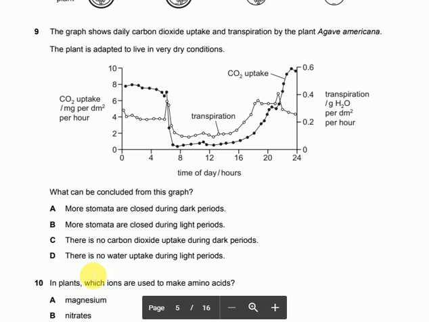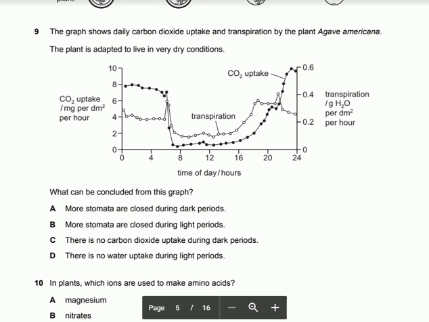All right. Let's see this again. The CO2 uptake. So it meets there, and transpiration. I think it's C. There's no carbon dioxide uptake during the... No, actually, it'll be A. Most stomata... It'll be B. We're taking B.